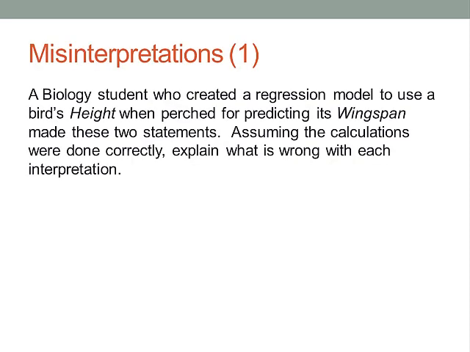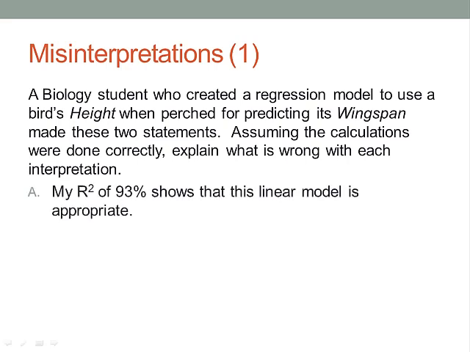Okay, a couple of misinterpretations we need to talk about, and I'll illustrate this with a couple of examples. A biology student who created a regression model to use a bird's height when perched for predicting its wingspan made these two statements. Assuming the calculations were done correctly, explain what is wrong with each interpretation. So here's the first one. My R-squared of 93% shows that this linear model is appropriate. So pause for a moment and tell me what is wrong with that statement.